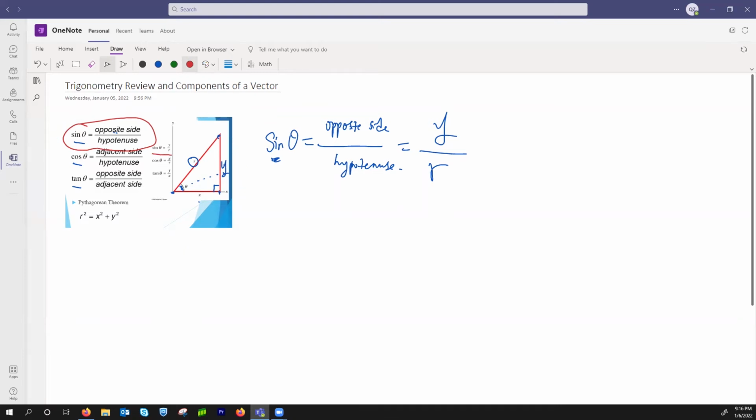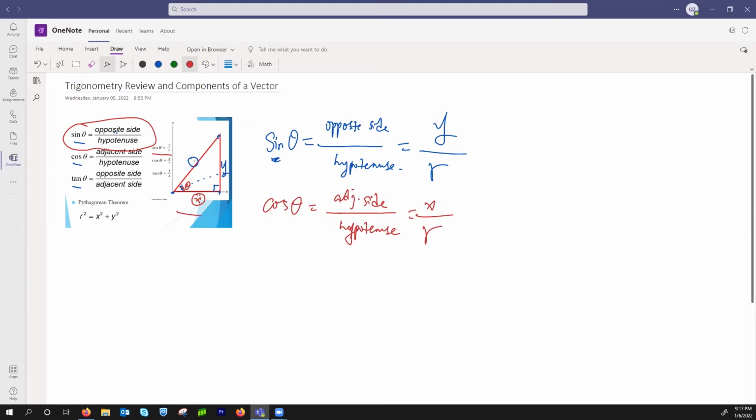Now let's take a look at cosine theta. That is another trig function, cosine theta, cos. It is defined by the adjacent side divided by the hypotenuse. Look at the right triangle here. The angle theta is here, and the adjacent side, apparently, is the value x. So it is x divided by r, the hypotenuse. Okay, how do we know it's x or y or r?